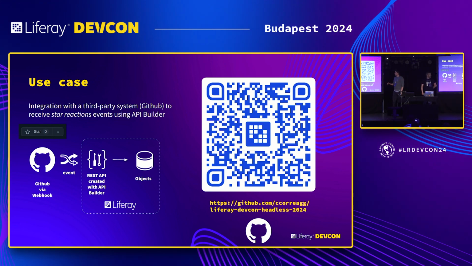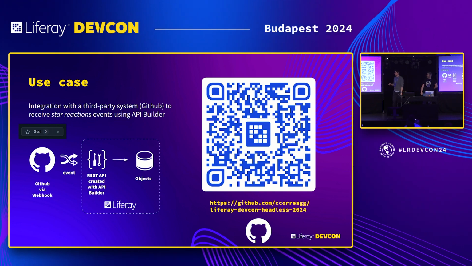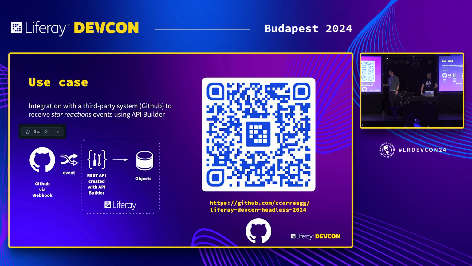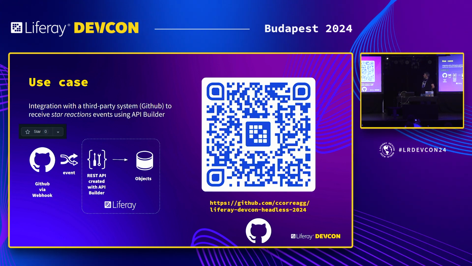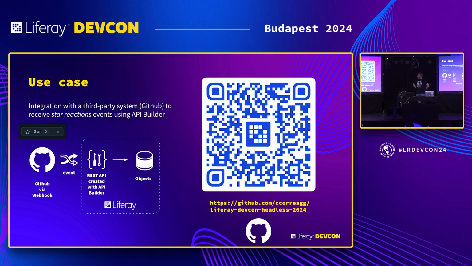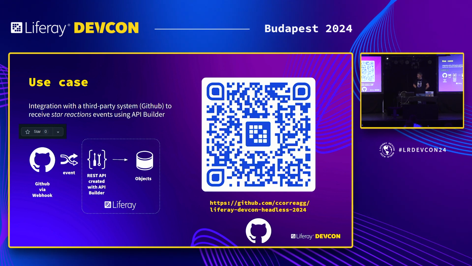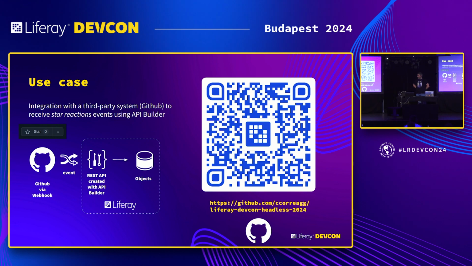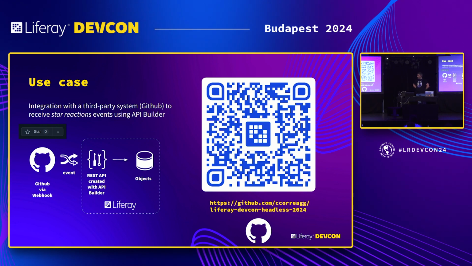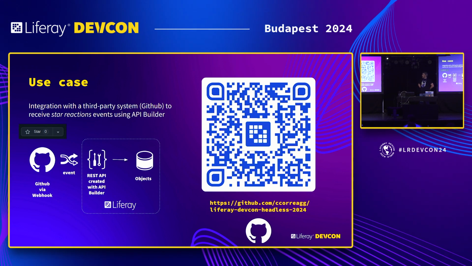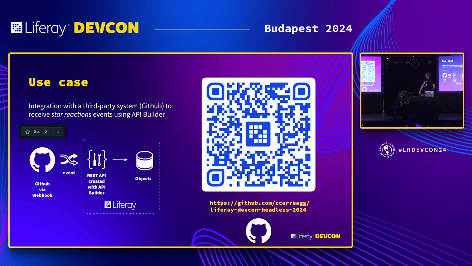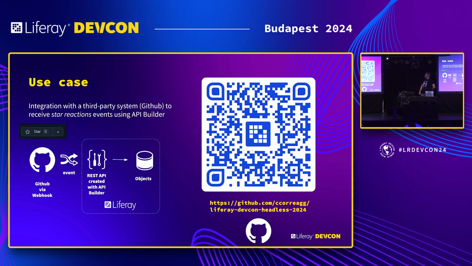But in this case, what we need is just to start the repo. Why? Because what we want to do is integrate GitHub with our Liferay system just by creating an API with API Builder. So we are going to set a configuration of a webhook with the URL of our Liferay instance, and then we will try to receive the events. In this case, it's going to be just the start event. And then we are going to try to show it in a page.